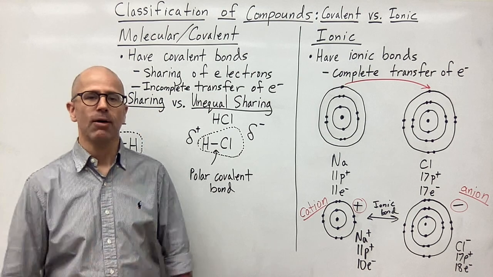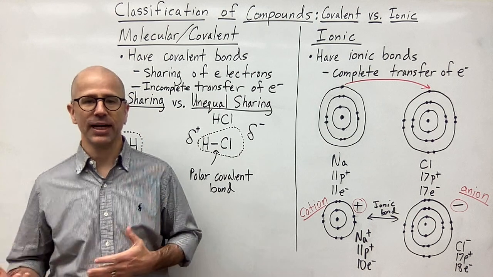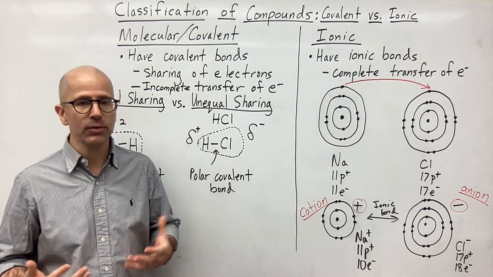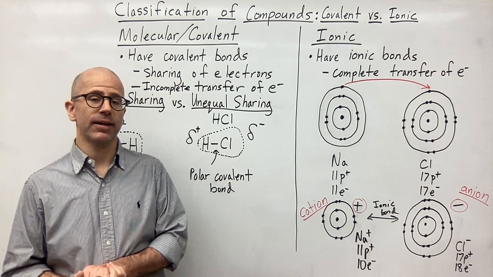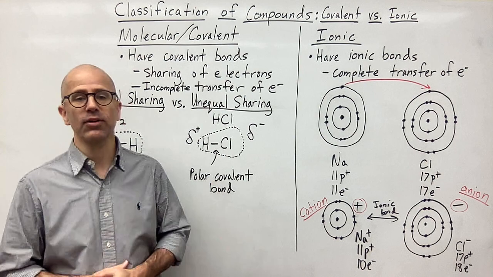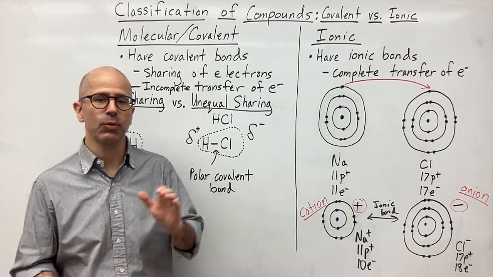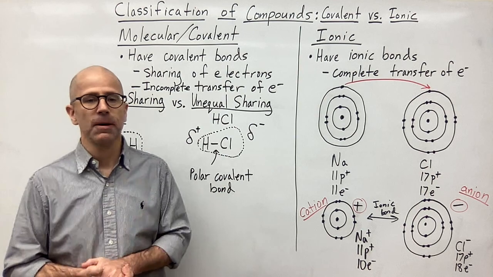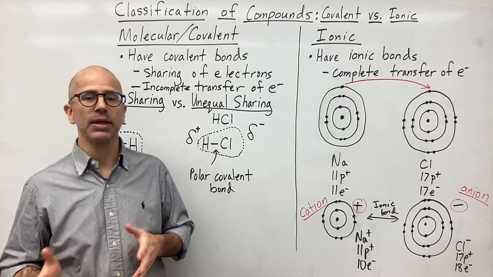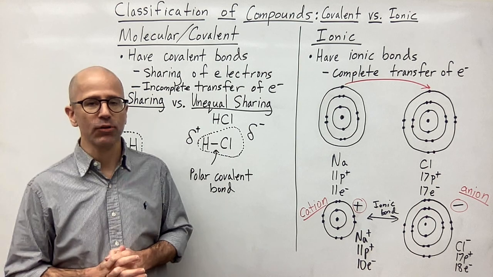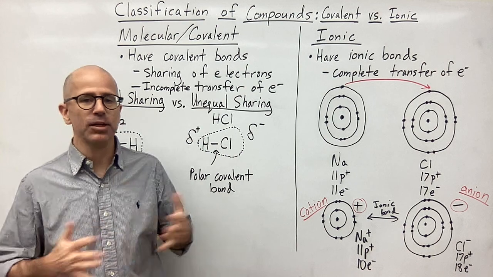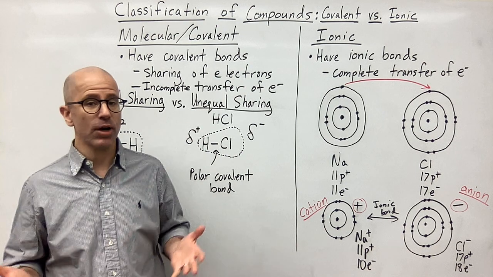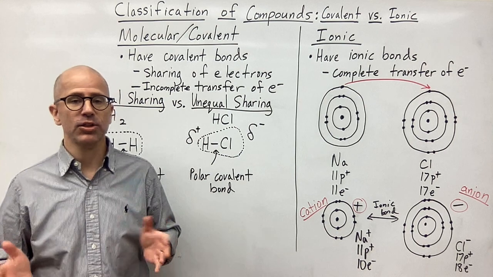Okay, so we're going to talk about molecular versus ionic. Molecular, also known as covalent compounds, are identified by the fact that they have covalent bonds. And what is a covalent bond? Well, that is a bond where you are sharing the electrons between the atoms. This is not a complete transfer, but what is also referred to as an incomplete transfer of the electron. So the electron or electrons are being shared between the two atoms.